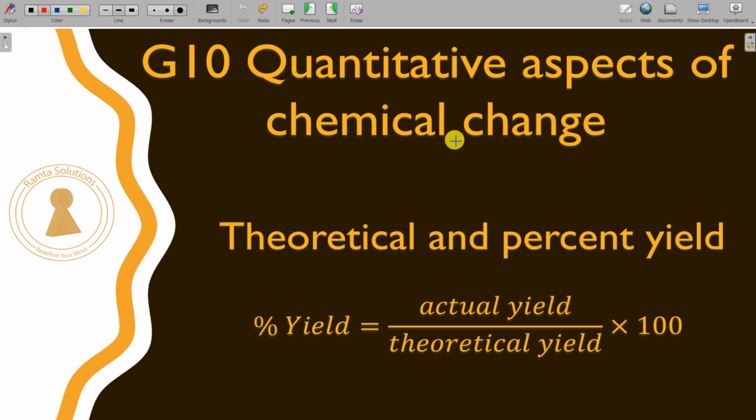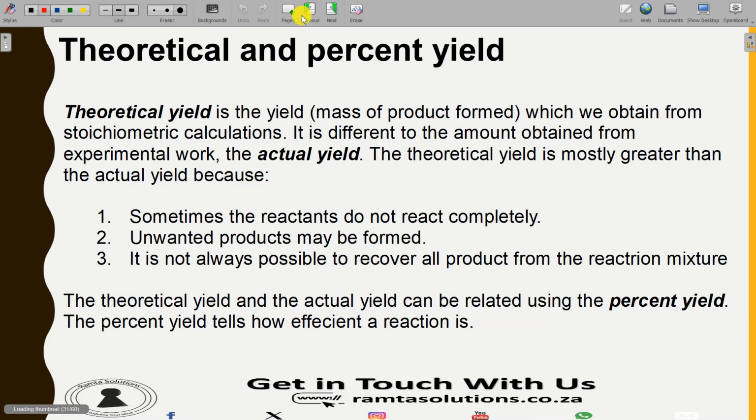Today we are looking at theoretical and percent yield. So at the end of this video, you should be able to use this formula and to understand every part of it. Okay, so without any waste of time, let's get into it.